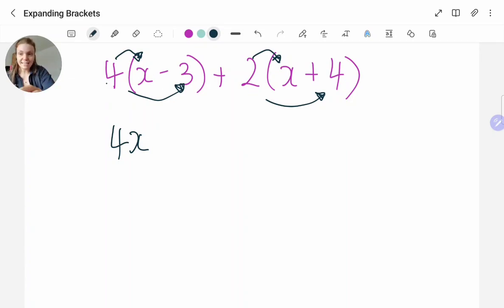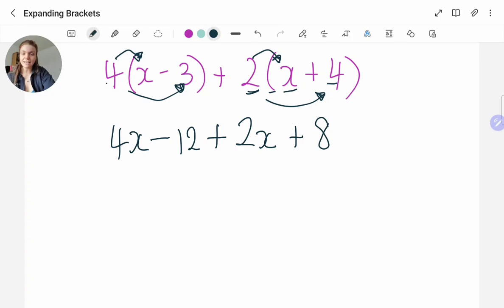4 times minus 3. We know that a positive and a negative is a negative. When signs are different, it's negative. So 4 times 3 is 12, so minus 12. Plus 2 times x is 2x, plus 2 times 4 is 8. Okay, so that's it expanded.